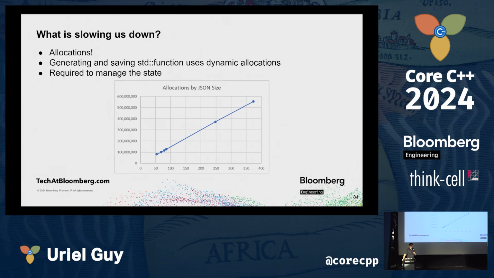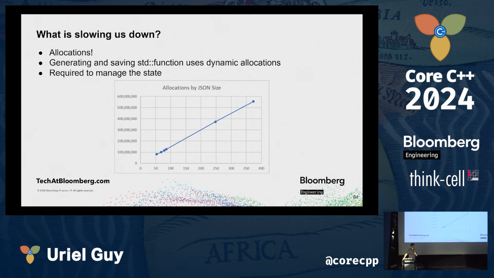And the question is, why does this take time? It doesn't do that much. And the answer is std::function. Trying to use std::function for all of this has some dynamic memory allocations, and we are allocating this again, more or less linear to the JSON. The 360 megabyte file has about 550 million allocations, and that just gets painful.